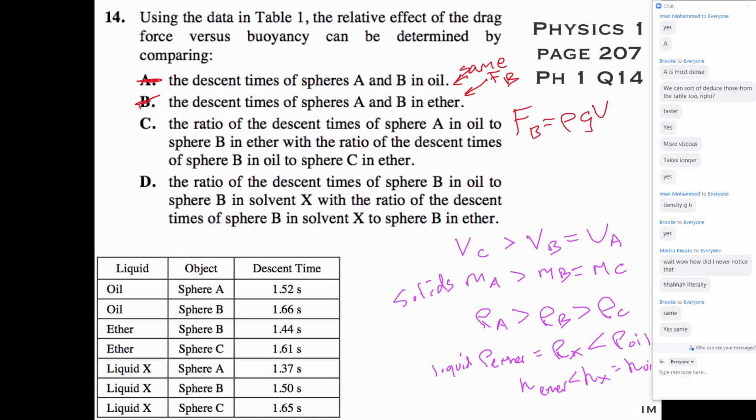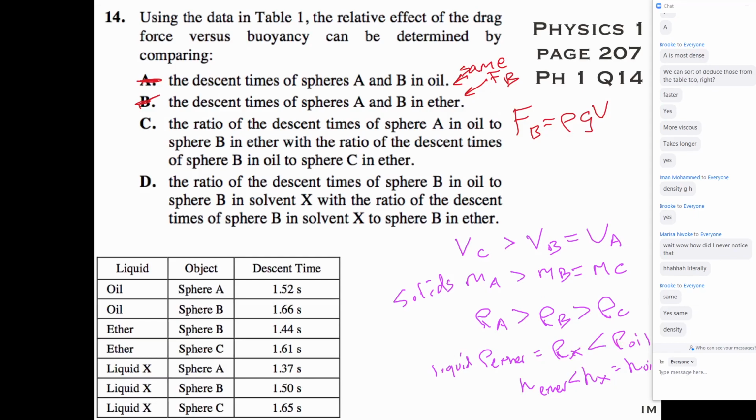Ratio of descent time of B in oil to B in solvent X, and the ratio of the descent time of sphere B in solvent X to B in ether. Does this one have too many things going on? So let's figure out what the difference is. So I'm going to start with D because there's at least a little consistency. So if I'm comparing B in oil to B in solvent X, what is the difference between X and oil? X and oil have the same viscosity, but they have a different density.